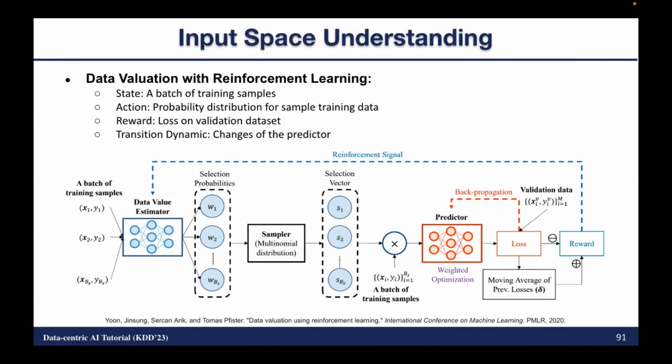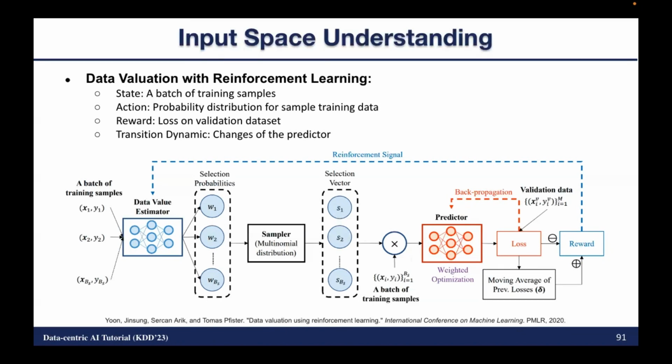Finally, to guide the whole data sample selection, they use the loss on the validation data set for the predictor. You can see that if the data value estimator selects good training samples, then the loss on the validation set is likely to be lower compared to when it does not. So after training, when we input a new data set into the data value estimator, it will be able to automatically select which specific data instances are more beneficial for training the model, the predictor here.